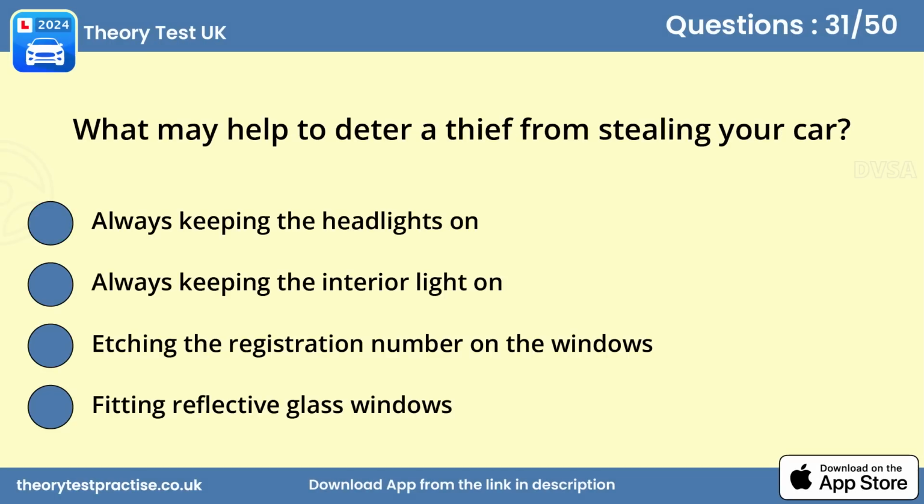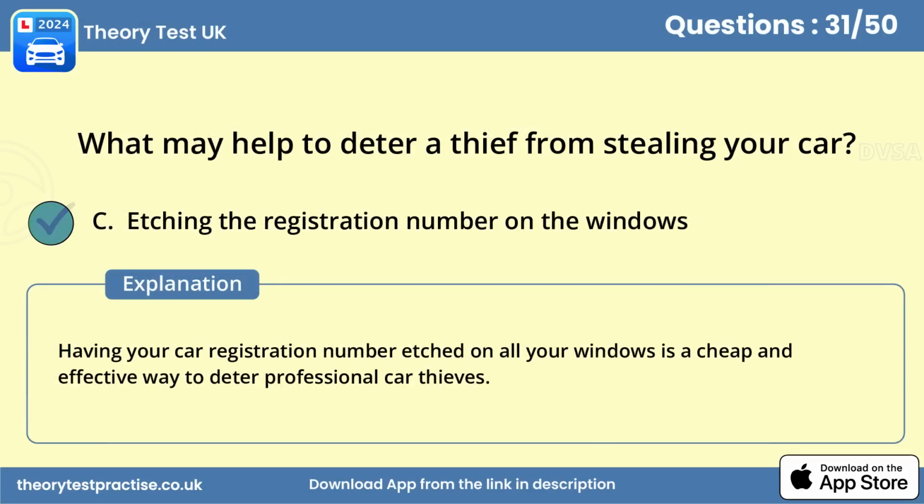Question 31. What may help to deter a thief from stealing your car? C. Etching the registration number on the windows. Having your car registration number etched on all your windows is a cheap and effective way to deter professional car thieves.